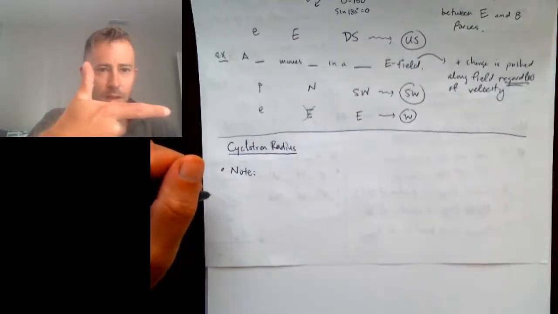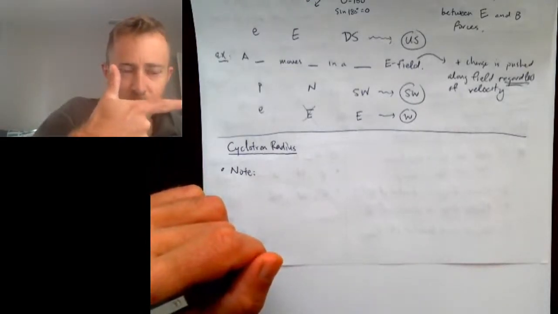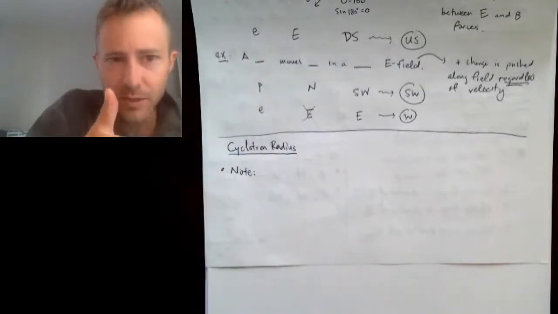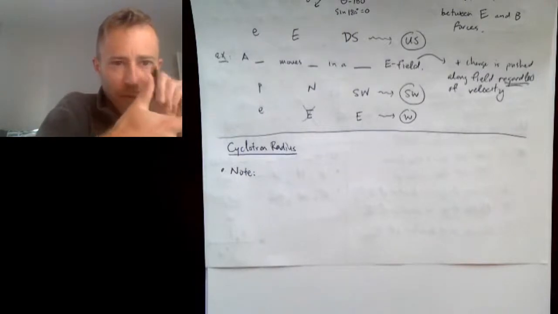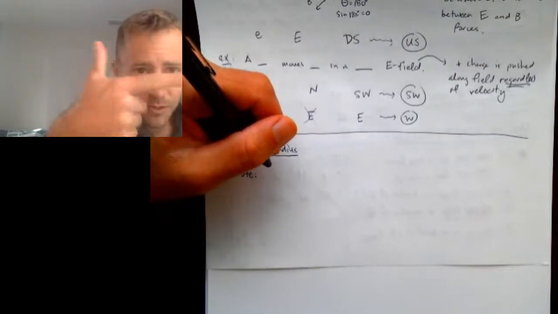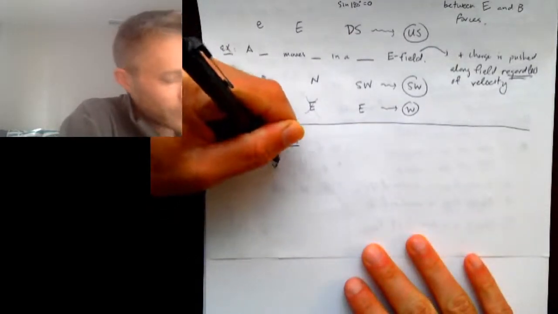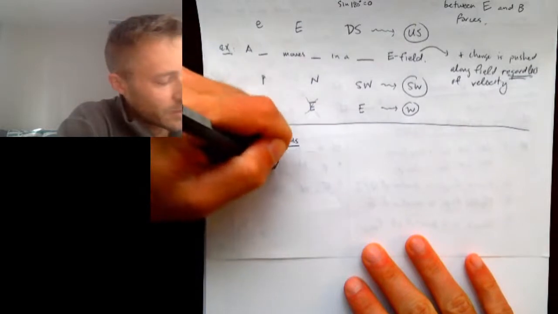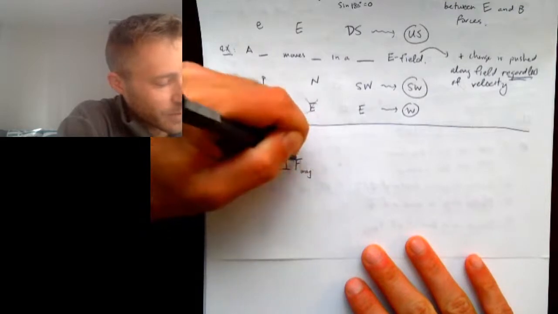Okay? And unless you have a particularly disfigured hand, the ideal hand has a 90-degree angle between pointer finger and thumb. So what that means, because the pointer finger represents velocity and the thumb represents force, is that the velocity is perpendicular to the magnetic force. Okay?